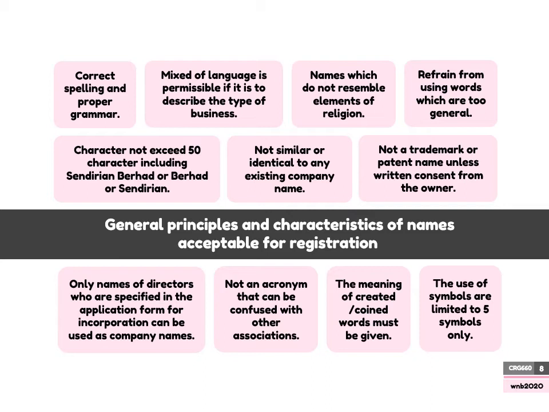The use of symbols are limited to 5 symbols only. So, boleh menggunakan simbol yang bentuk bulat tu, ataupun dot, titik, hyphen yang senggang, bracket, buka kurungan dengan tutup kurungan, as well as dengan apostrophe yang tanda macam koma tapi ke atas tu. Okay, 5 sahaja dibenarkan untuk guna simbol.